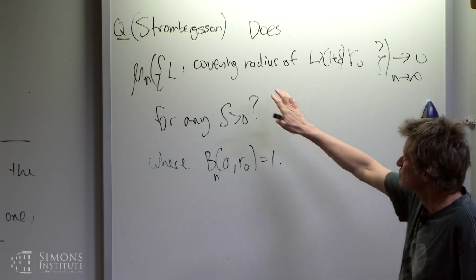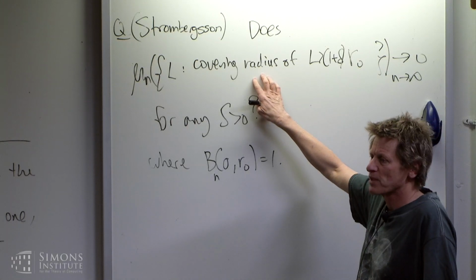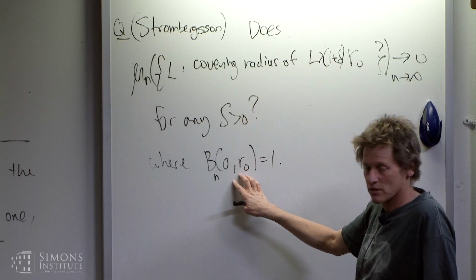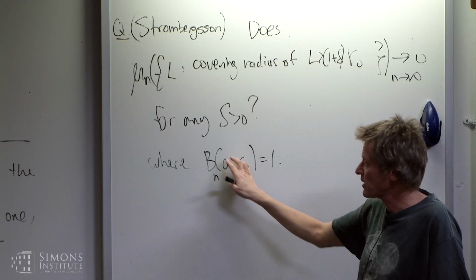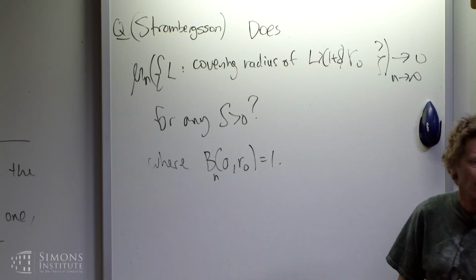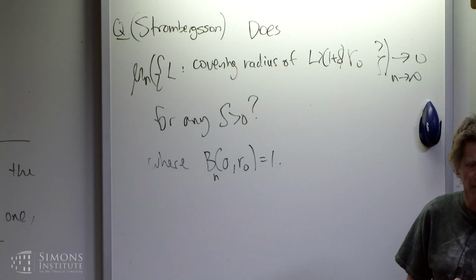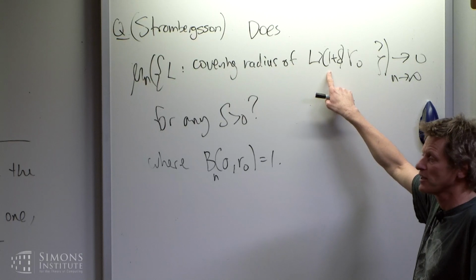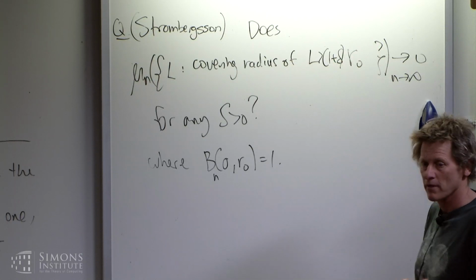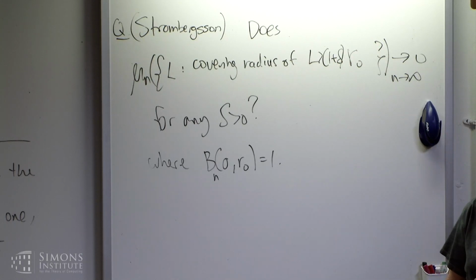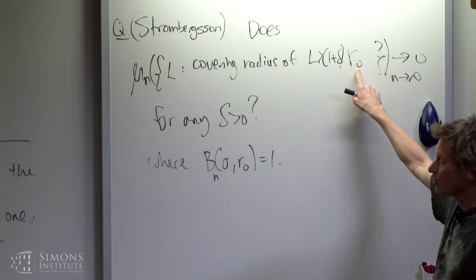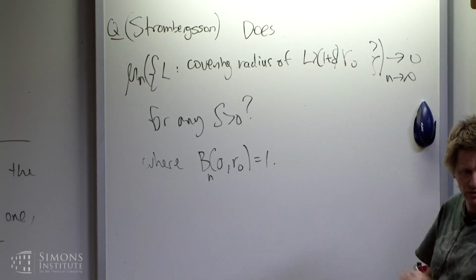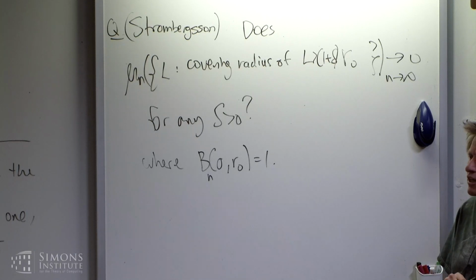When you use the notion of a covering radius, the lower bound is the choice of the radius making the unit Euclidean ball have volume 1, which is approximately square root of n. And so what Strömbergsson wanted to know was whether the probability that you're far away by a constant factor from the lower bound goes to 0 as the dimension increases.